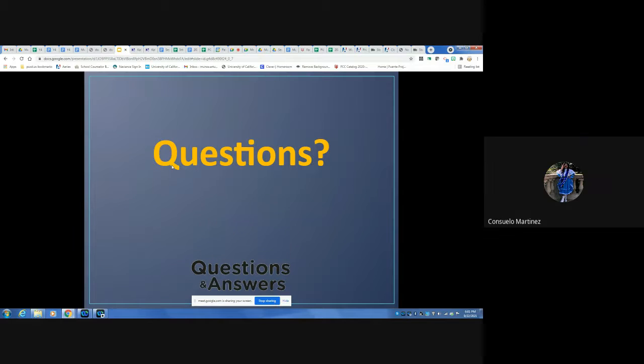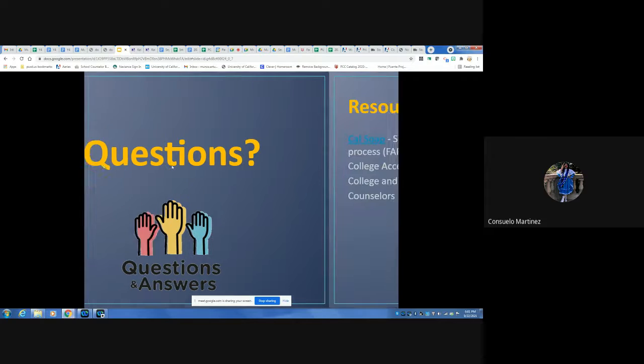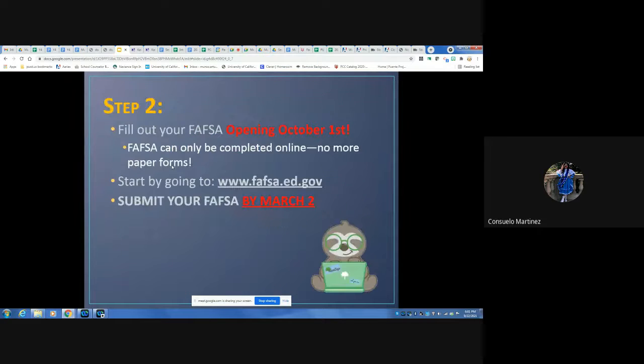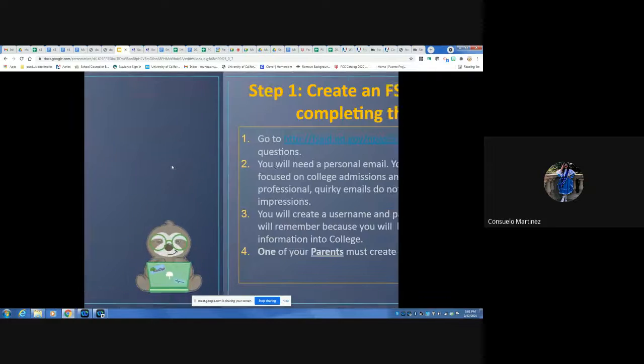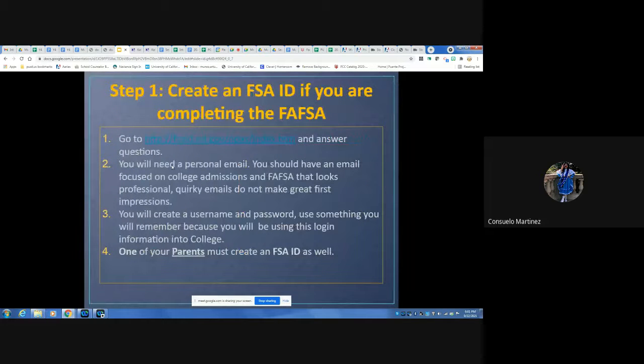I'll add, I'm not sure if this was covered, but for parents that are undocumented, an FSA ID isn't created because there isn't a social security number. So instead, when students have to sign, there is a physical form that is sent to FAFSA that the parent must physically sign and then send in the mail. That's if a parent does not have a social security number, not for the student.